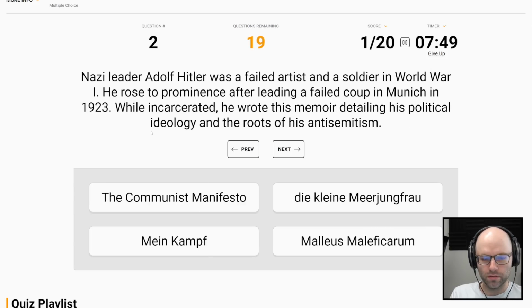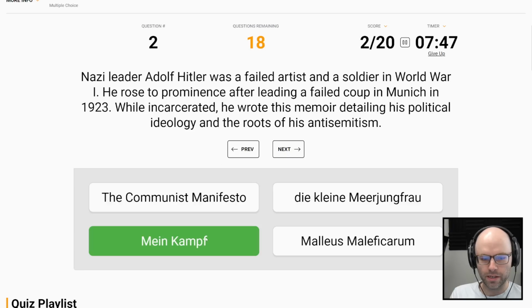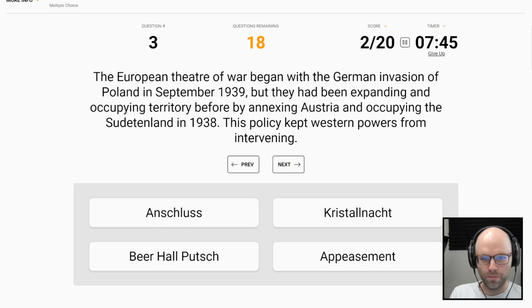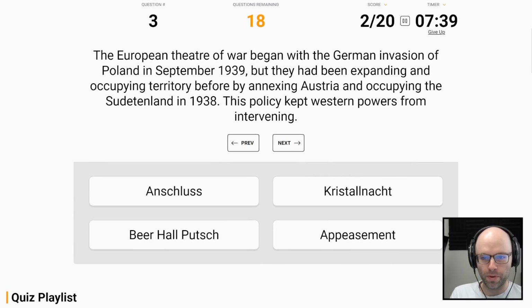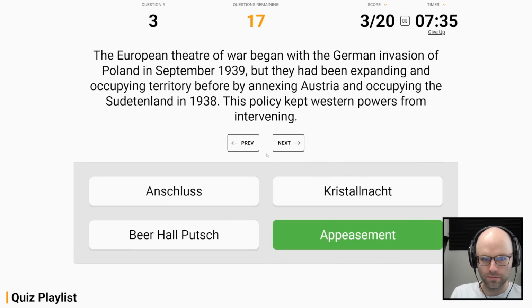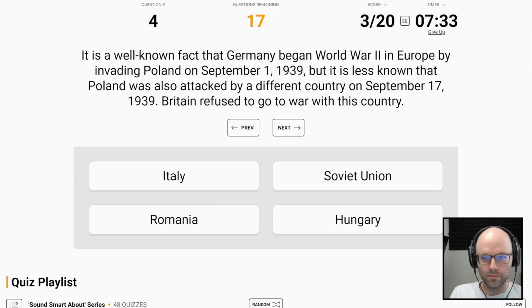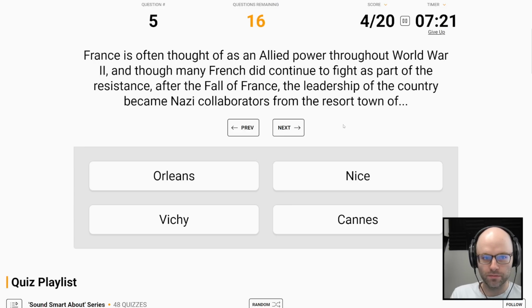Hitler wrote a biography called Mein Kampf. The European theater of war began with the German invasion of Poland in 1939. They've been expanding. What policy kept Western powers from intervening? That was appeasement. Poland was also attacked by a different country on September 17th, 1939. Britain refused to go to war with this country. That would be the Soviet Union.